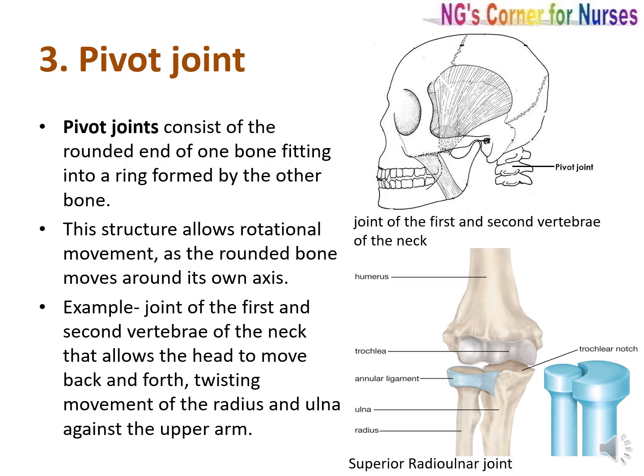As an example, in the first picture, we can see the joint of the first and second vertebra of the neck that allows the head to move back and forth. And in the second picture, we can see the joint between radius and ulna. It allows the twisting movement of the radius and ulna against the upper arm.